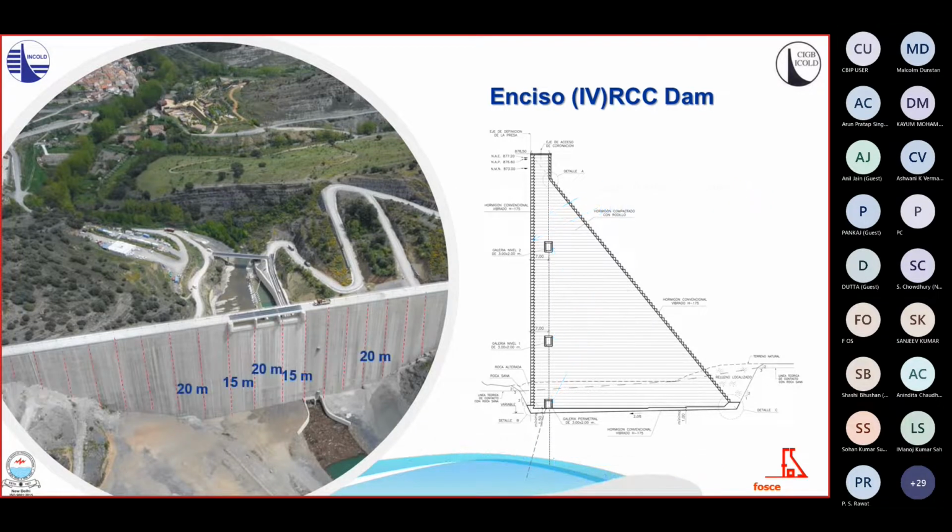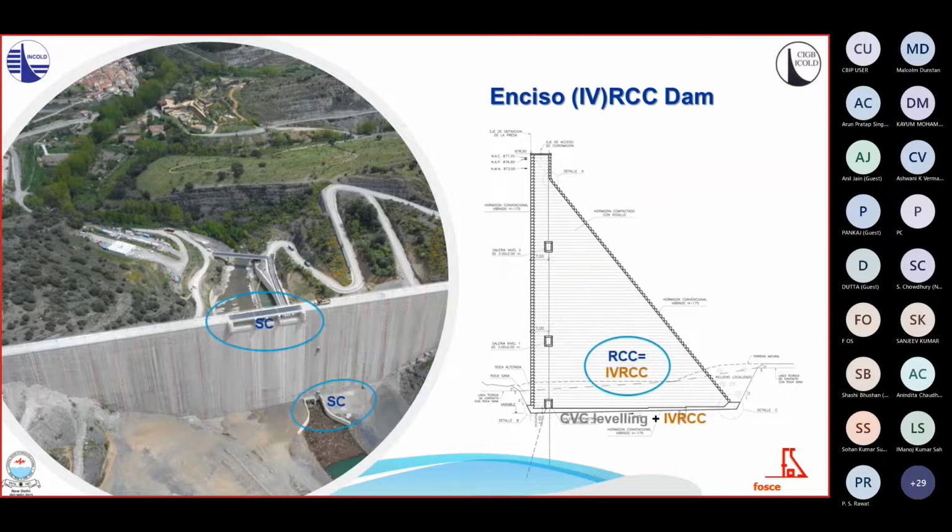The transverse joint spacing is 20 meters, except for 2 blocks of 15 meters that accommodate the width of the central surface spillway structure, built in structural concrete, as it is also the river diversion and bottom outlet structure. The rest of the dam cross-section, except for some CVC leveling concrete covering the riverbed excavation, has been transformed from an original planned RCC plus CVC dam into a real all RCC dam built with IVRCC.